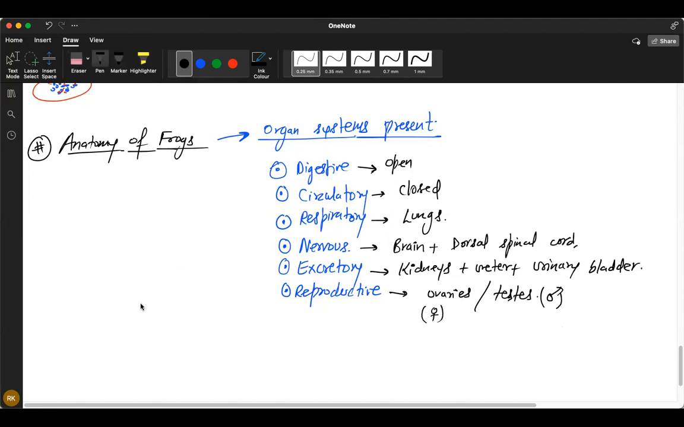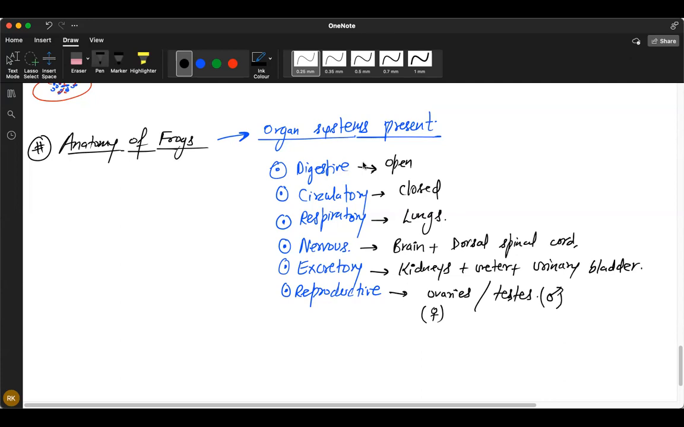Okay, perfect. Now, talking about some important things, so we will discuss. I'll tell you and you keep writing. So let's start with the digestive system first. What you have to know about frogs is that they have a well-defined alimentary canal, just like we have. And digestive glands are also present, which secrete enzymes, and the digestion happens inside the body. So write down: alimentary canal and digestive glands.